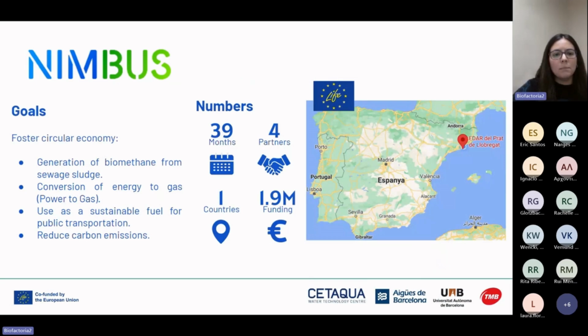Life Nimbus is a 1.9 million euros project co-funded by the LIFE program. It has a duration of 39 months and is set to conclude in October of this year. The project consists of 4 partners and includes a case of study located in Spain.